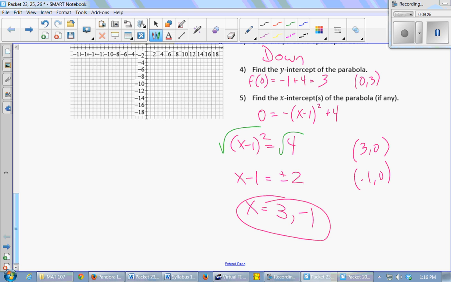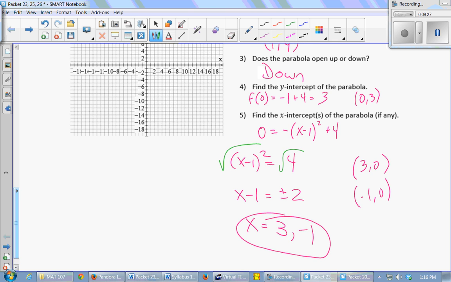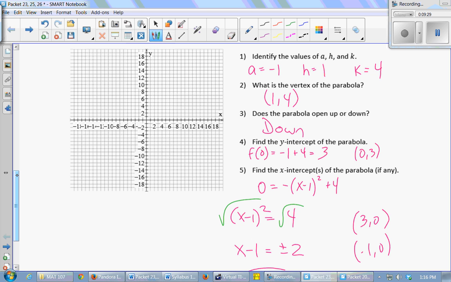All right, so now I have all this information about my parabola. Let's use it to draw the graph. So I know the vertex is at 1, 4. And I know it opens down. My y-intercept is at 0, 3. And my x-intercepts are at 3 and negative 1. So my graph is going to look something like this.